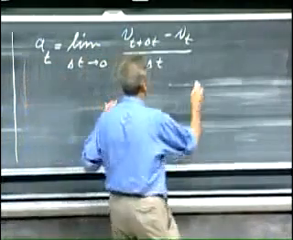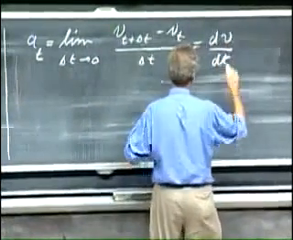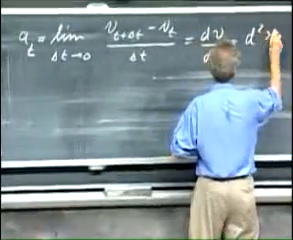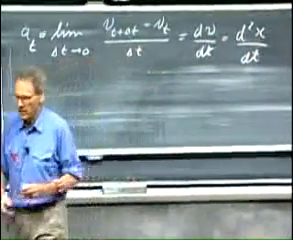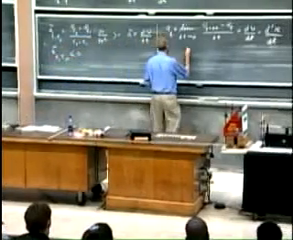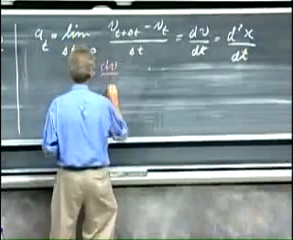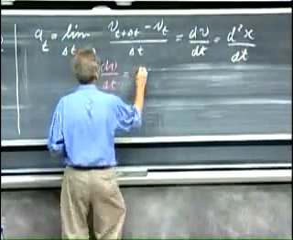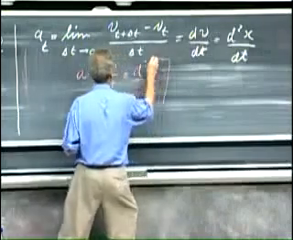And this, you will recognize, is the first derivative of velocity versus time, which is also the second derivative of position versus time. And so here comes the second equation that I really want you to remember forever and ever and ever: that the acceleration is dv/dt, which is also d2x/dt squared.